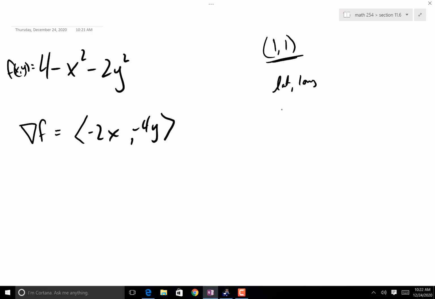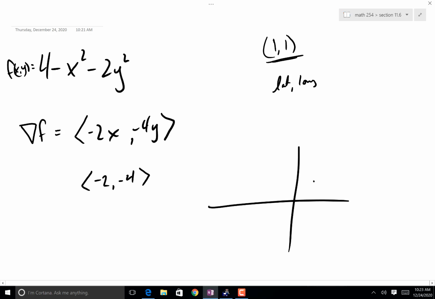The Z would be, in essence, my elevation. And that's fine. I'm not interested in what my elevation is. I'm interested in which direction do I go to increase the elevation at the fastest rate. That is what the gradient is telling me. So again, if you plug 1, 1 into here, you're going to get negative 2, negative 4. And what does that tell me? It says here I am at 1, 1, and I need to go negative 2, negative 4. I need to head this direction to get uphill the fastest, okay?